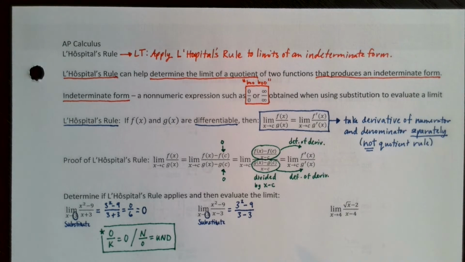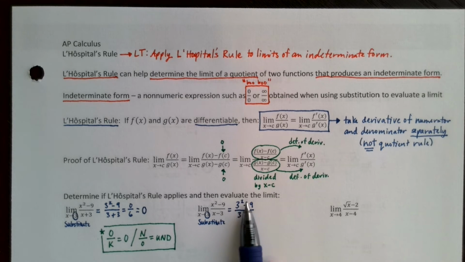So we look at the second example, which is really similar to the first. I only changed the sign of the denominator. We're going to see something completely different happen. So we will start with the same strategy of substitution. Our 3 goes in for x in both the numerator and denominator.